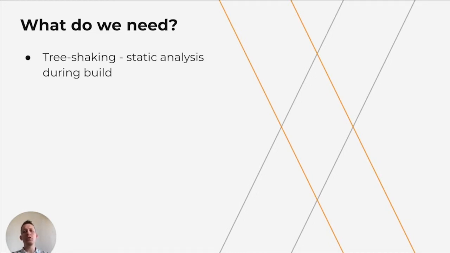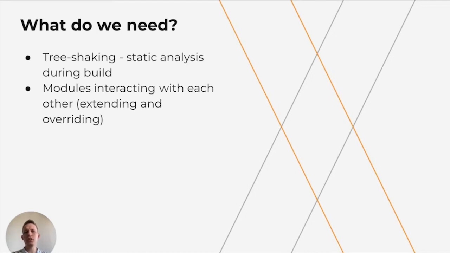First, we need tree shaking. We need the modular system to be statically analyzed during build time, so the compiler, for example Webpack, can decide which plugins should be included in which pages. We could leave this work to the developers, but developers make mistakes, so it's better to leave it to the compiler.